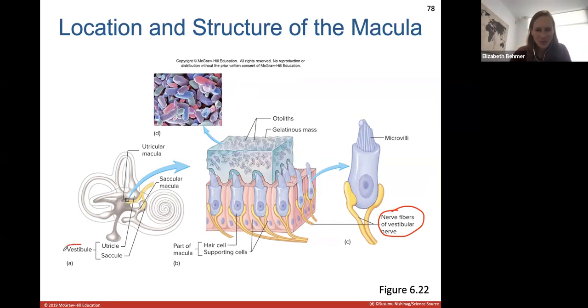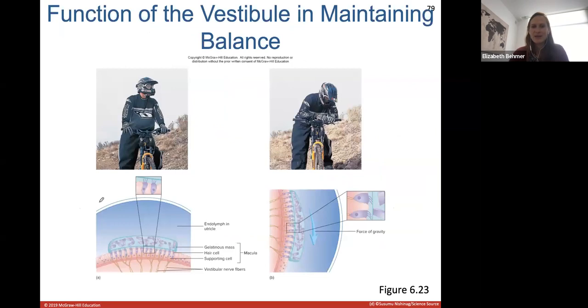Here is the vestibule and where the utricle and saccule are located within this vestibule portion. These three canals are the semicircular canals that we'll go over next. So here's a look at the function of the vestibule in maintaining balance. Just looking down, your head being down, the force of gravity will force these otoliths to move the hair cells. And again, the movement of those hair cells is picked up by your brain, so your brain can determine how it is bending in response to gravity.